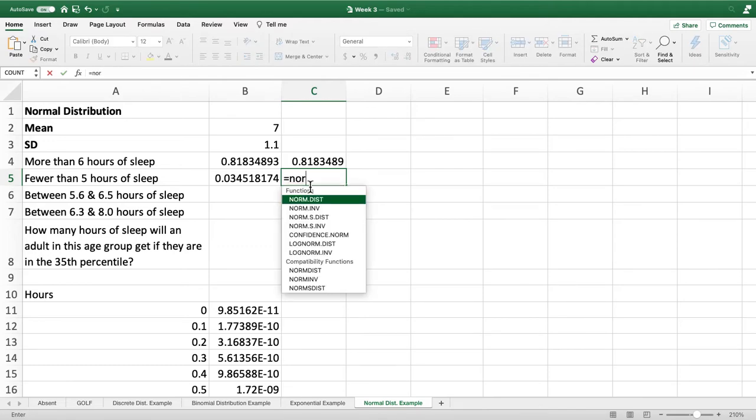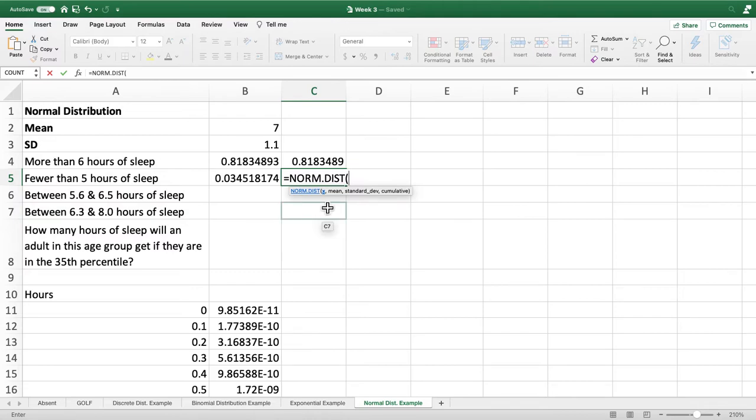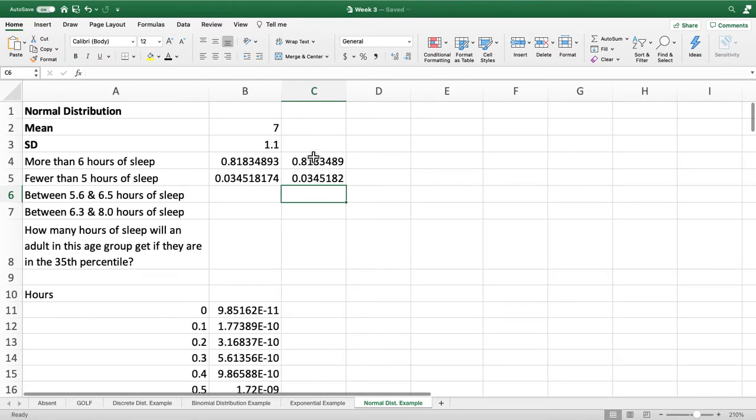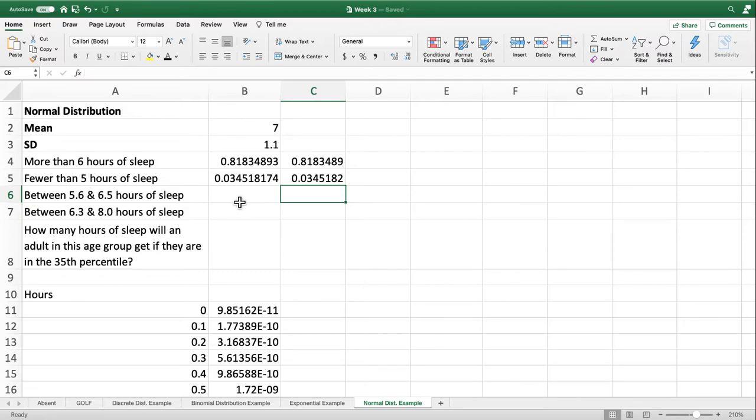Equals norm distribution. My x would be 5 because we're looking at less than 5. My mean is 7. My standard deviation is 1.1. True. And we get the same number. So again, you can do everything I'm doing with the table, you can do just typing in a formula if you choose. All right, so now between 5.6 and 6.5.